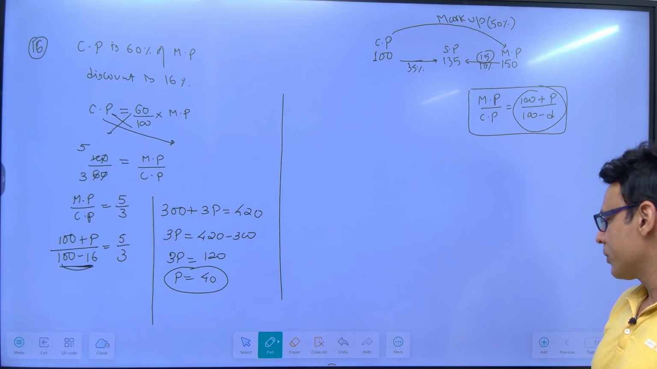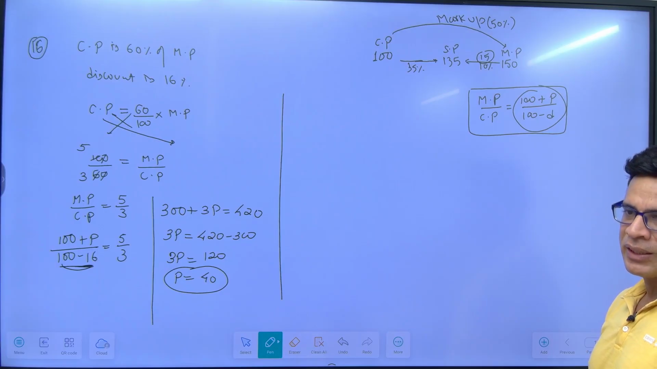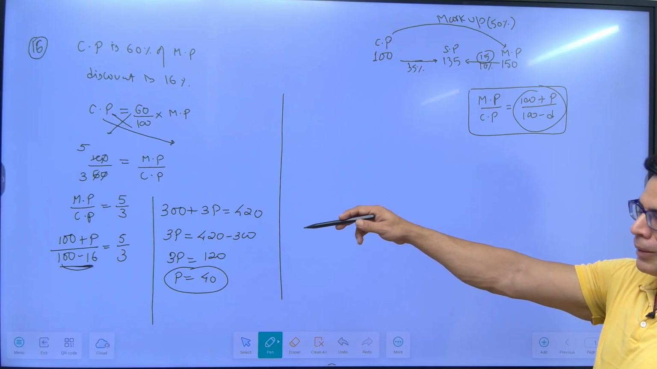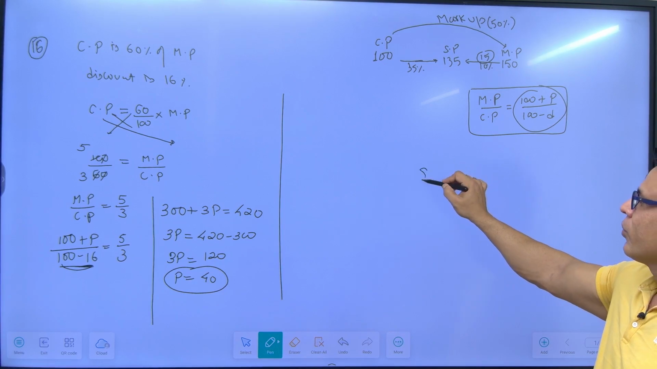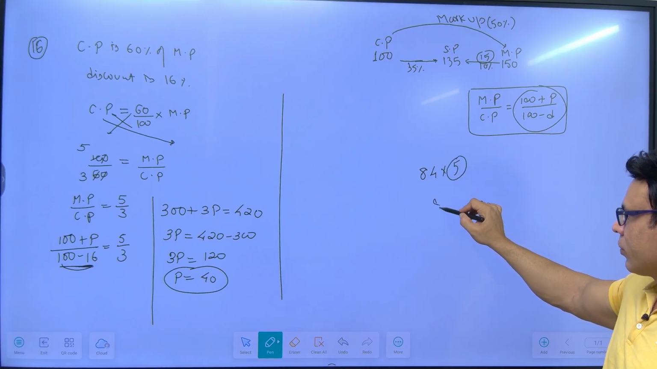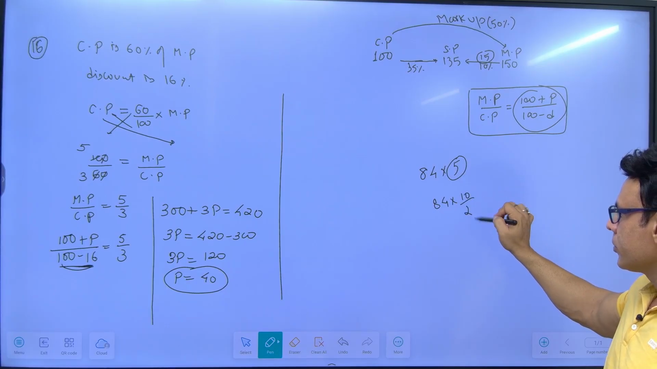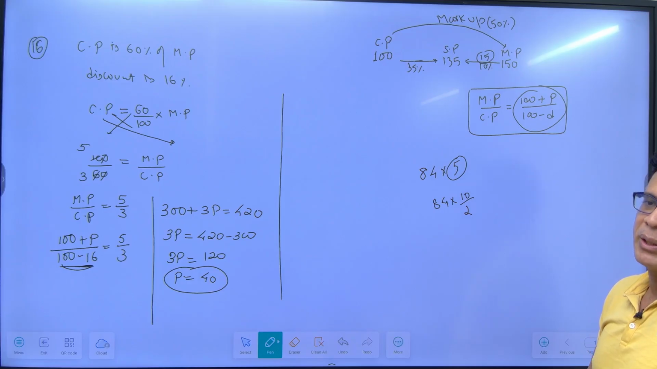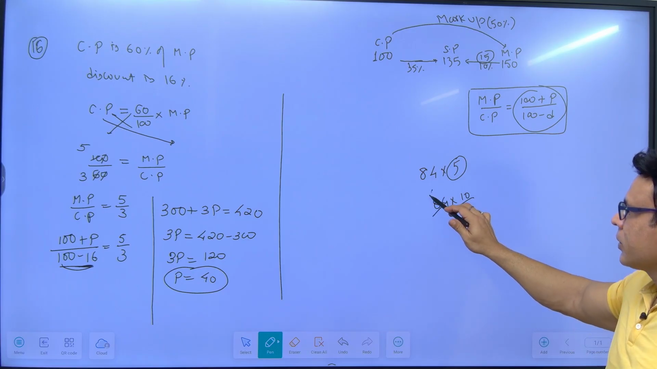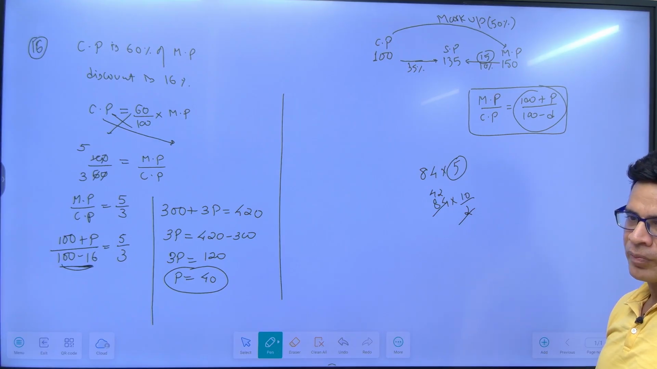Yeah, Cynthia, tell me your doubt. 100 minus 16 is what? 100 minus 16 is 84. And then cross multiplied with 5. If you want to multiply any number with 5, what you can do is multiply it with 10 by 2. 5 is nothing but 10 by 2. So you can cancel this. 42 into 10, 420. Things become easy rather than multiplying with 5. Directly multiply with 10 by 2.